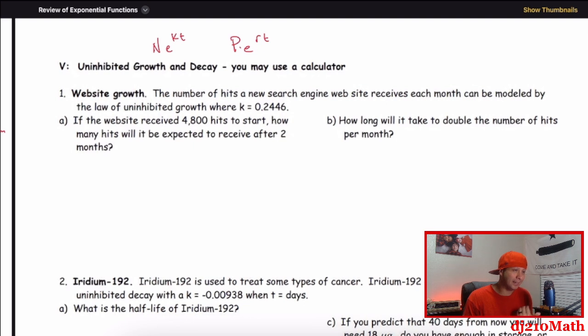The only thing here is that time, t, doesn't necessarily have to be in years the way it is in normal exponential growth. t is whatever they say. Notice in part A, it's saying 2 months, so t is definitely months. A website receives 4800 e, and it's growing because k is positive. 0.2446 times 2 because it's 2 months. To the calculator.